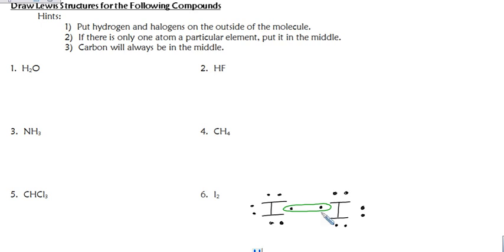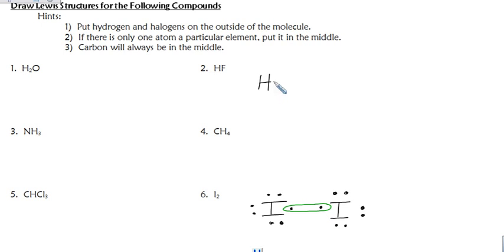Now, there's a couple different ways you can show the bond. This is one option. You can circle the single dots to show that the pair is shared between the 2 atoms. Or let's say I do it like number 2. Here's another quick, easy one. Hydrogen and fluorine.